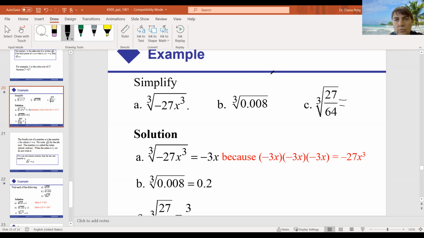So what you can do is still a fraction, all right? You can split it if you want. So what's the cube root of 27? Which number multiplied by itself 3 times gives you 27? 3. Which number multiplied by itself 3 times gives you 64?